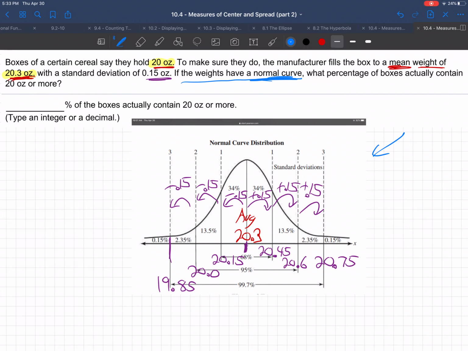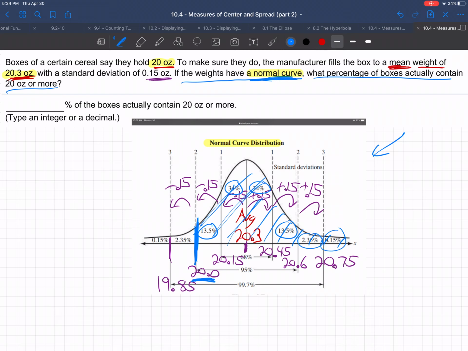If the weights have a normal curve, then what percentage of the boxes actually contain 20 ounces or more? So here's the actual 20-ounce line right there. How many of the boxes are in this zone, 20 or more? Well, we could add up this percentage, this percentage, this percentage, this percentage, this percentage, this percentage.